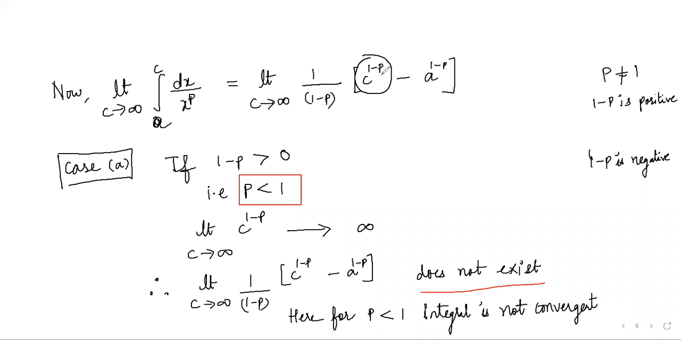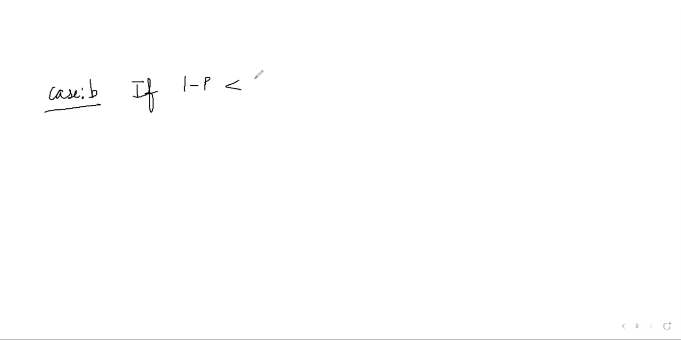So if the exponent of this power of c is negative, meaning 1 minus p is less than 0, that is, p will be greater than 1, and in this case the limit c tending to infinity of c raised to power 1 minus p will exist and it will tend to 0, because here this exponent 1 minus p is negative. So this limit will exist and it will be tending to 0.